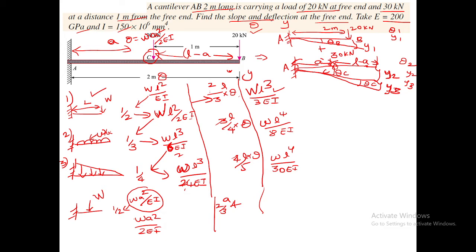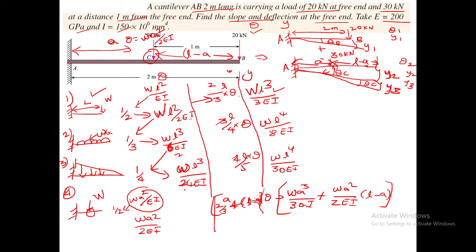Up to A is 2 by 3 A, so the remaining is L minus A into theta, for deflections y2 and y3. So the deflection equation, this case 4, is WA cube divided by 3EI plus WA square divided by 2EI into L minus A. So for the fourth one, the middle point load cantilever beam, it is 2 by 3 A plus L minus A, the remaining linear distance.